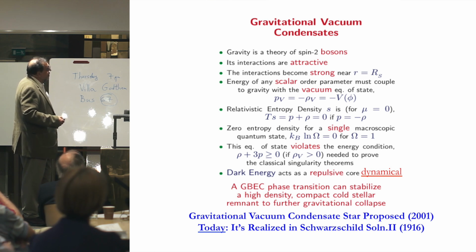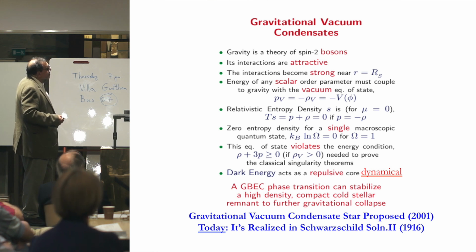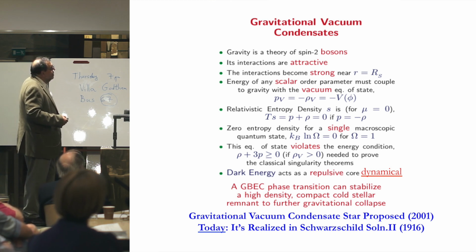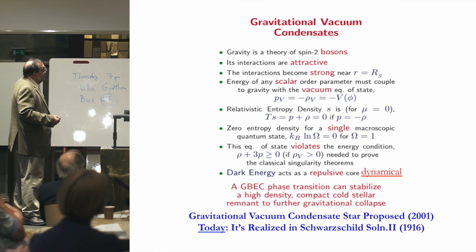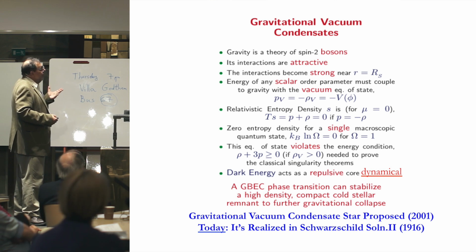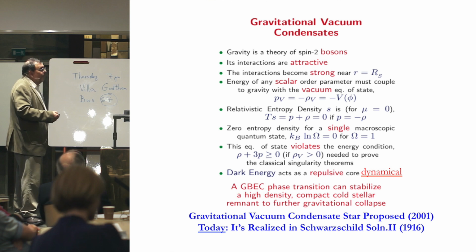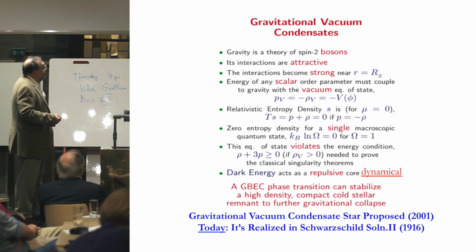You then look at the Gibbs relation, which is a general relation for entropy, density, and pressure. And if you have no chemical potential, then the Gibbs relation looks like this. So it tells you if P equals minus rho, you expect this to have zero entropy density. Okay, and indeed that's true in other systems. But zero entropy density means you have a single macroscopic state. You have a coherent state where the log of the number is 0. And therefore, this is a condensate. If you have P equals minus rho, it can be reinterpreted as a condensate in these condensed matter terms.